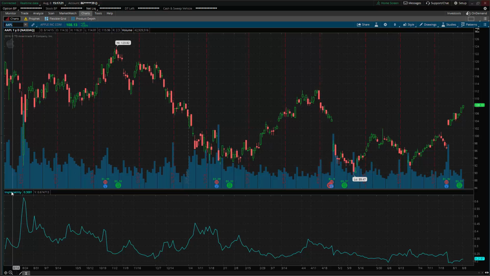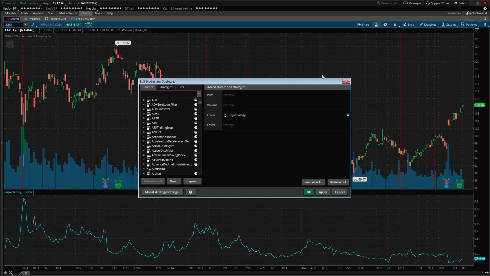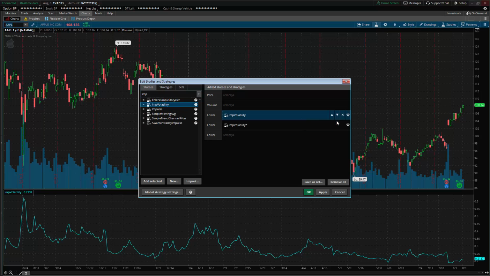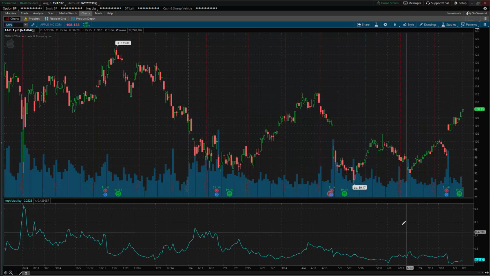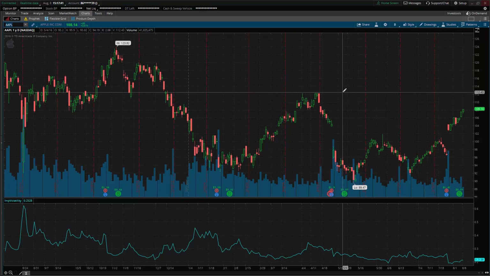Now below is implied volatility, which is a free study on Thinkorswim. Simply click on this icon, edit studies and strategies, and just type in implied volatility and add it, and it will appear on your lower screen. So I have implied volatility here and the stock chart of Apple above.